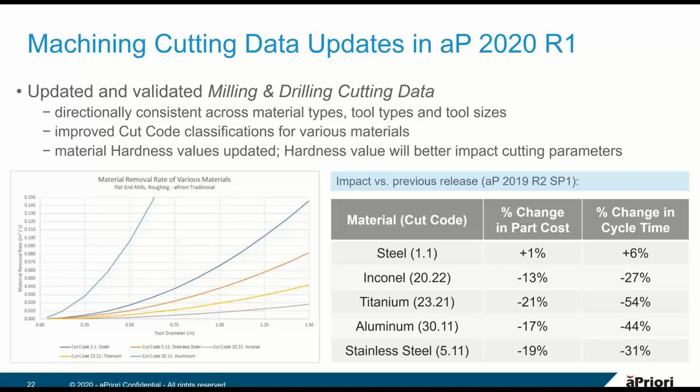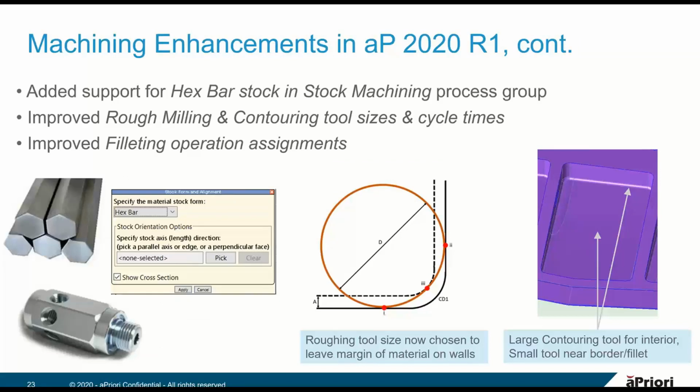And some other machining enhancements in this release: we now, in the stock machining process group, support estimating the cost of a part machined from Hex Bar stock. We've also had this request recently from several customers, one who escalated it to a priority 1 enhancement request. So again, another one that we're pleased to have turned around pretty quickly.